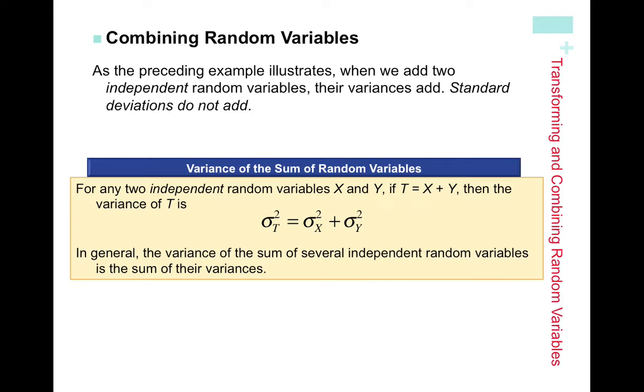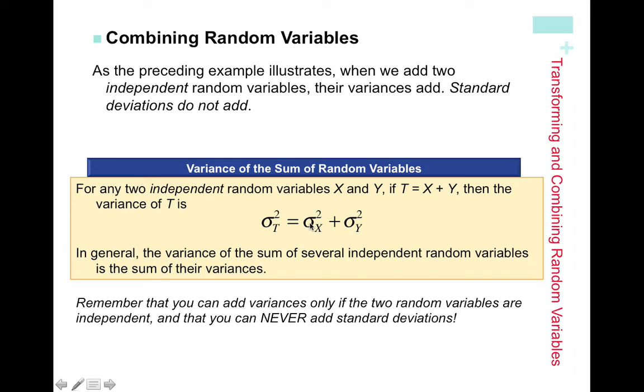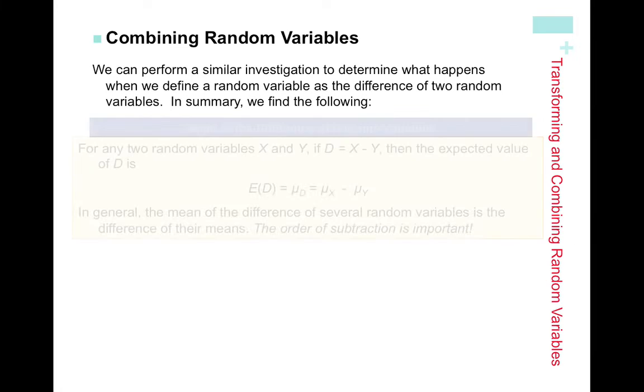So the point here, or the shortcut, is that variances will add, but standard deviations will not add. So you just need to remember that. If you're asked to combine random variables, just remember that the variances are going to add together.